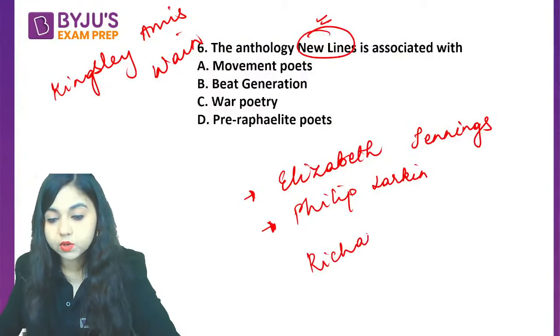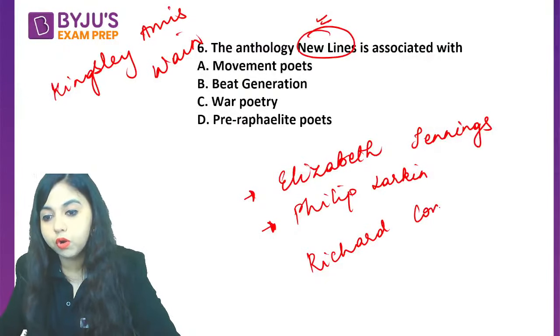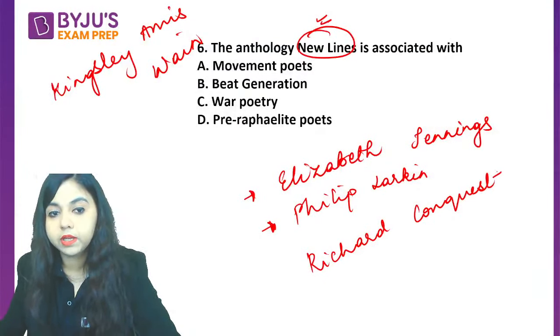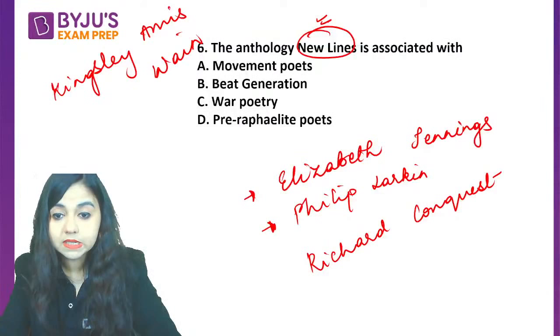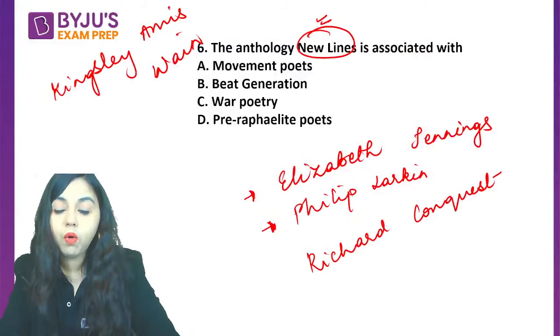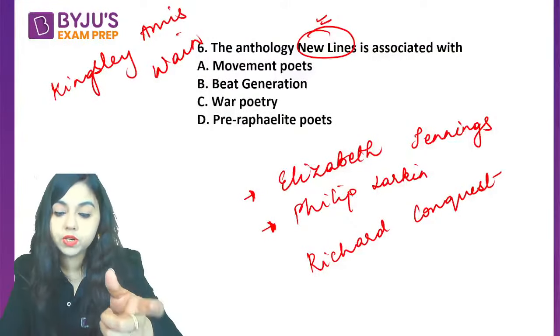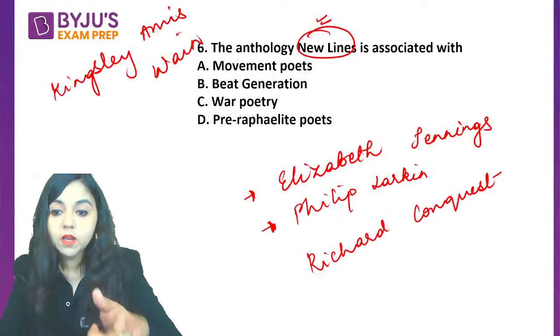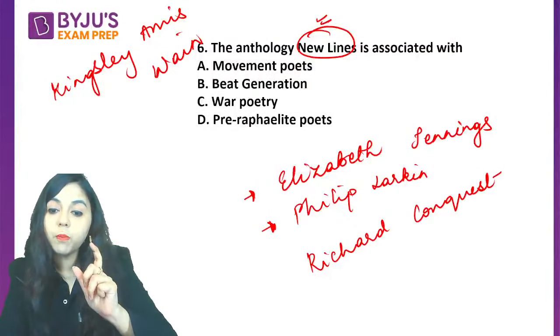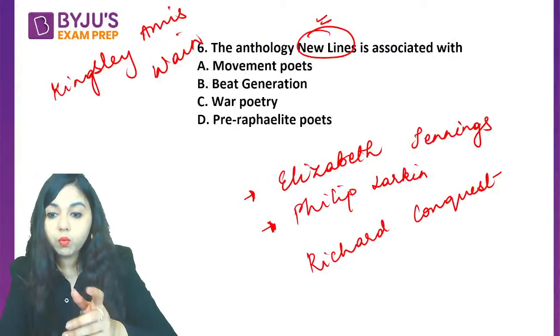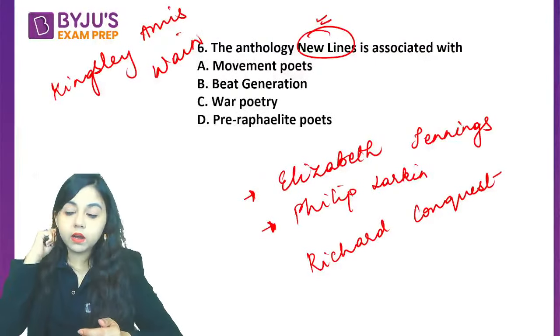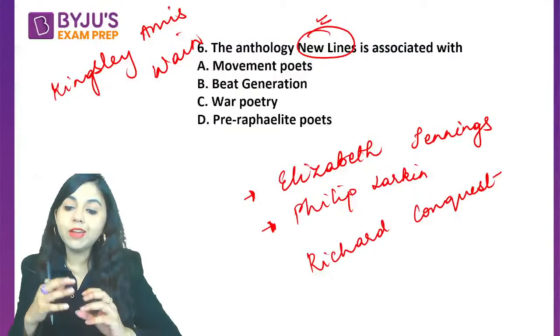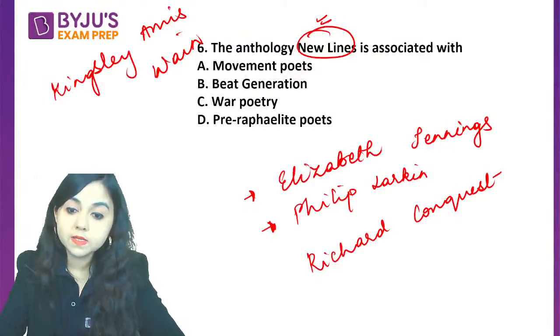Richard Conquest, Elizabeth Jennings, Philip Larkin, John Wain, Kingsley Amis, they are all a part of your Movement poets. Movement poetry is a criticism of romantic poetry. What you are able to see is that they are trying to talk about everyday experiences of working class British people.